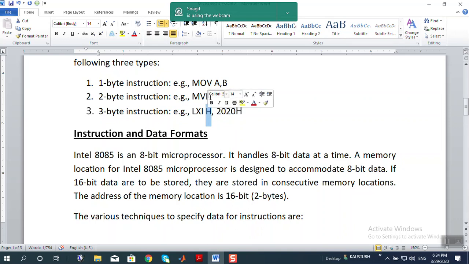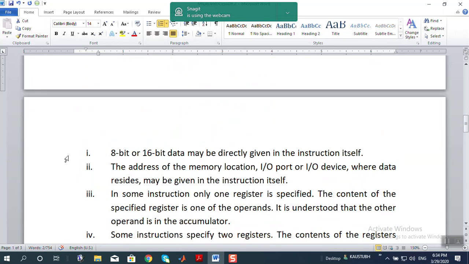But here this MVI B does not stand for BC, it is only B. Along with LXI only, it represents a pair. So this 16-bit data to be copied or moved to the HL register pair is given along with this instruction. Without this 16-bit data, this instruction is meaningless. Therefore, in the first case, 8-bit or 16-bit data may be directly given in the instruction itself.